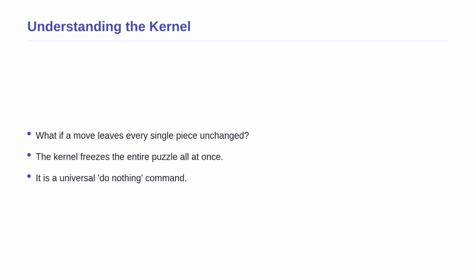This brings us to our next major concept. We just saw that a stabilizer focuses on freezing one single item. But what if you want a move that leaves every single piece of the cube exactly where it started? The only way to do that is to do absolutely nothing. The collection of moves that leave the entire object completely unchanged is called the kernel. To explain it twice, a stabilizer is the list of actions that freeze one specific piece of a puzzle, while the kernel is the list of actions that freeze the entire puzzle all at once.